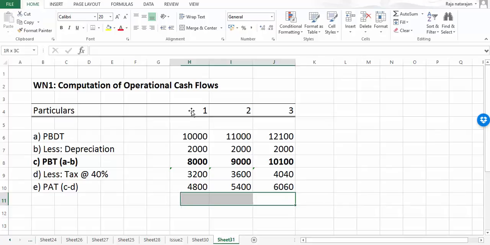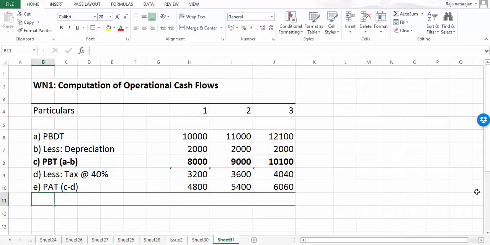But what is more relevant for me now is the cash flows after tax. So I'll have item number F, which is cash flow after tax, and that is item number E plus my depreciation, which is item number B.